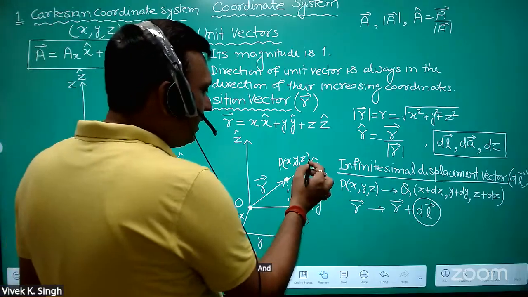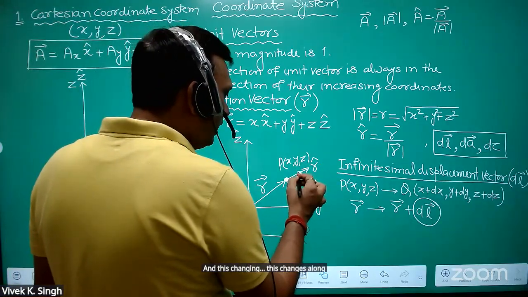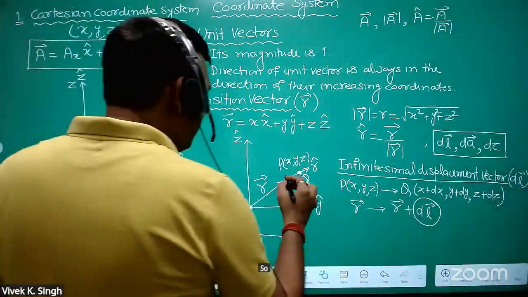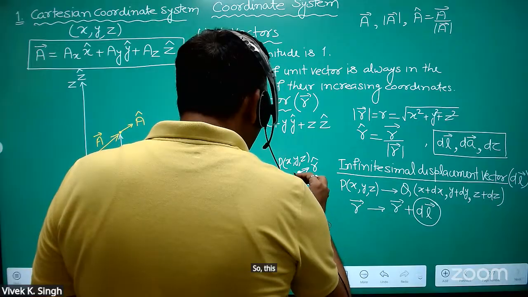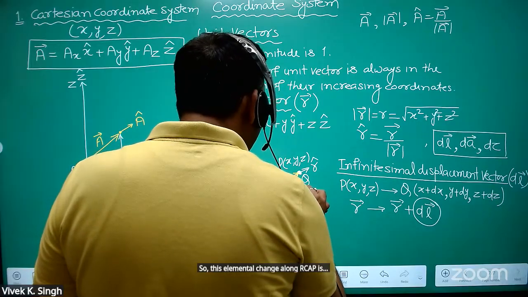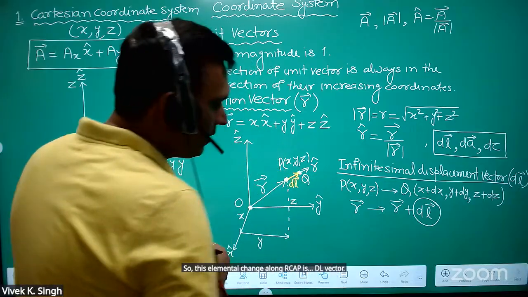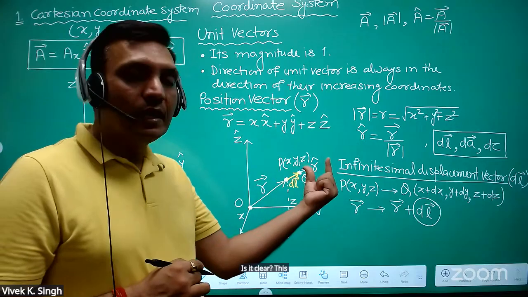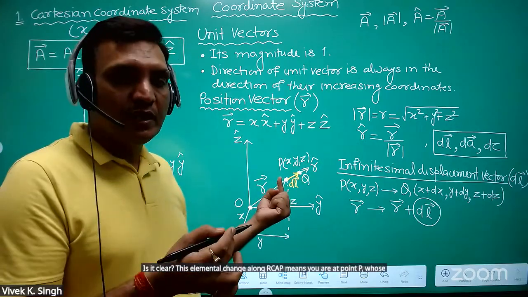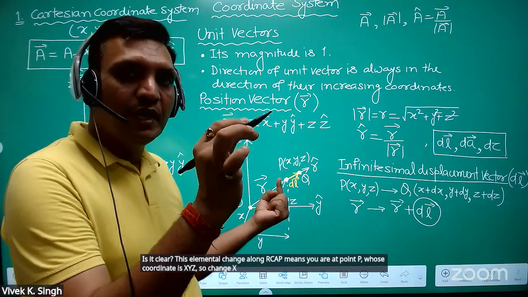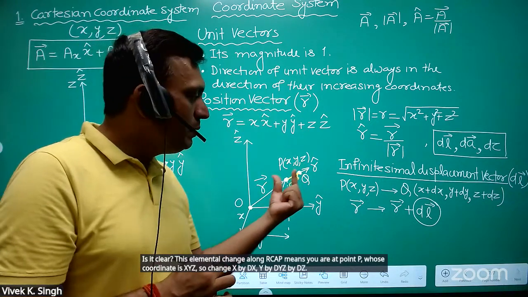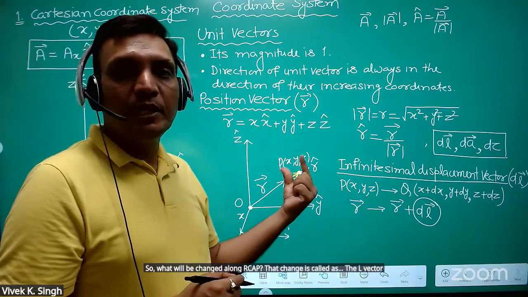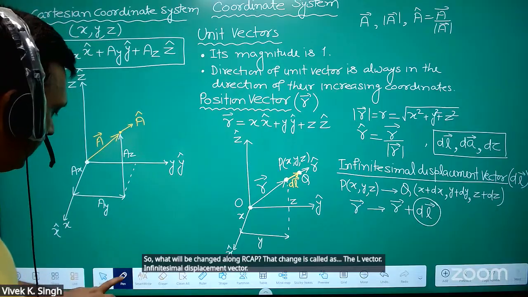Yes. Let's say this will be the point Q. So this elemental change is the dl vector. Is it clear? This elemental change means you are at point P whose coordinate is x, y, z. So change x by dx, y by dy, z by dz. That change is called the dl vector, the infinitesimal displacement vector.